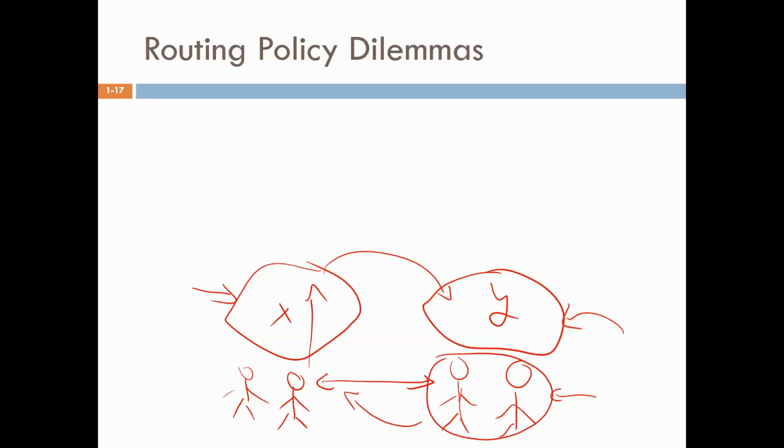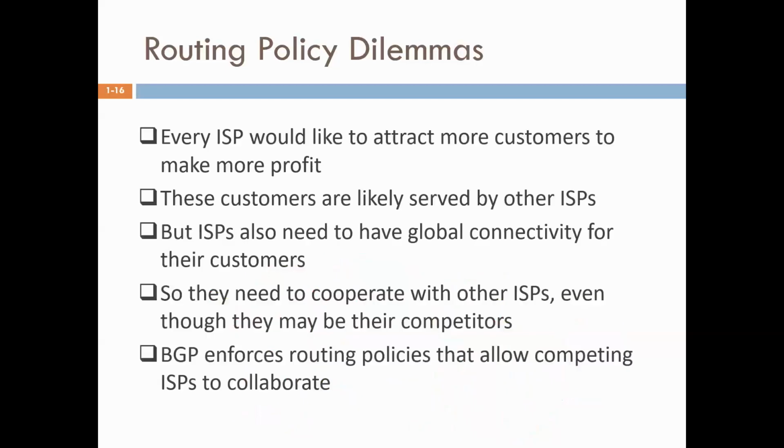However, my own subscribers would also like connectivity to other autonomous systems. They subscribe to me in order to have such connectivity. Okay? And so I also have an incentive to provide some kind of agreement with Y so that we can exchange traffic with each other. This is the dilemma.